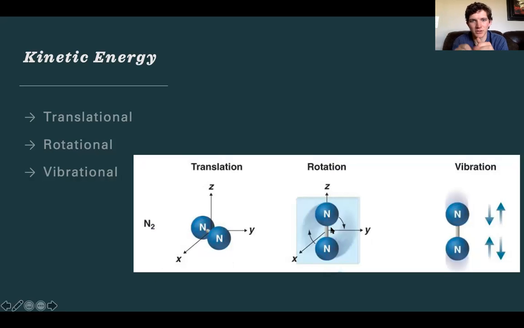We have rotational, which you can pretty easily imagine, just when it's rotating. So this can happen when atoms are in a liquid phase. They can rotate around, not so much in a solid phase. But in a gas phase, they have a lot of translational kinetic energy because they're moving around a lot. And same with a liquid, but it's a lot more in a gas than it is in a liquid.